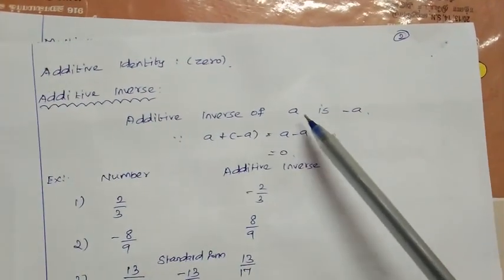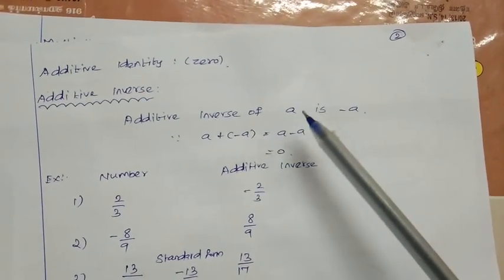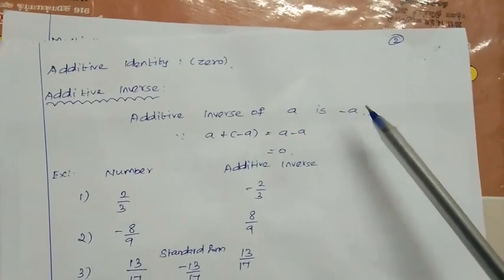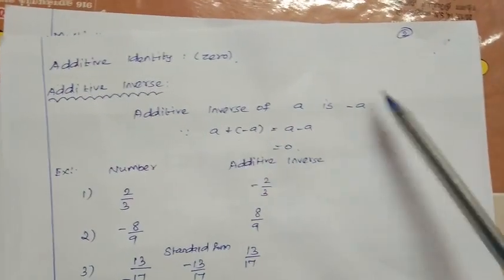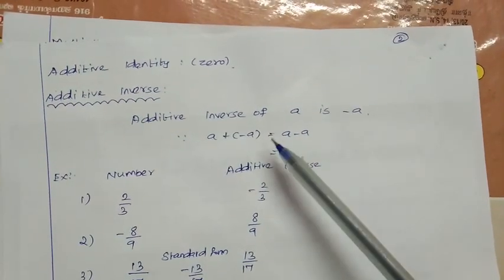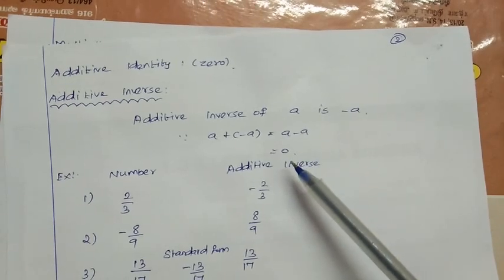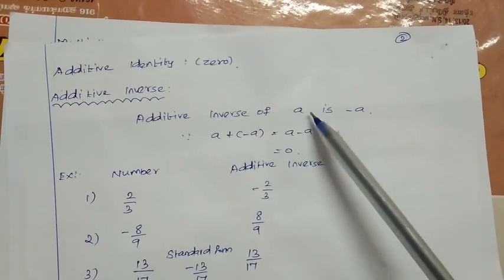Now the additive inverse of any number a. Just as alphabets are used, you have a number a, its inverse is minus a, that is a plus of minus a, addition, which equals 0. So a is a number.